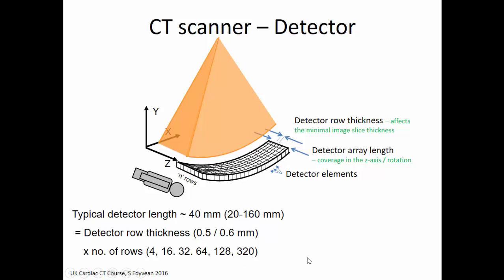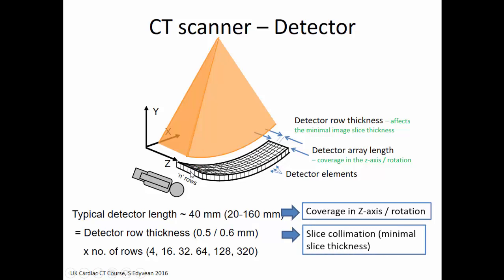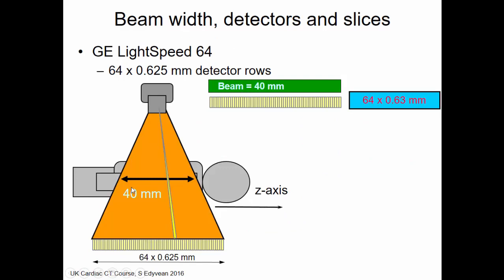The detector length affects your coverage of the patient per rotation of the tube and detector of the gantry. And these detector elements determine your finest slice thickness. So I told you before that there's a detector element thickness and then an image slice thickness. Well, the detector thickness does determine the final thinness of your image slice. So if I show you this on a cross-sectional view, this of course is grossly exaggerated.